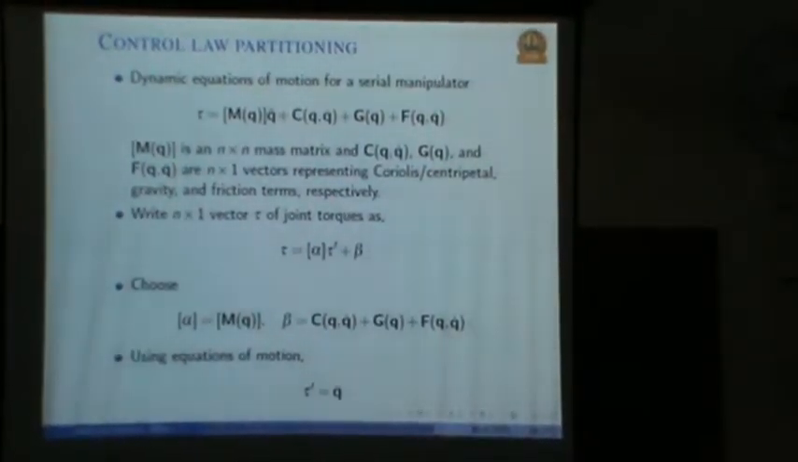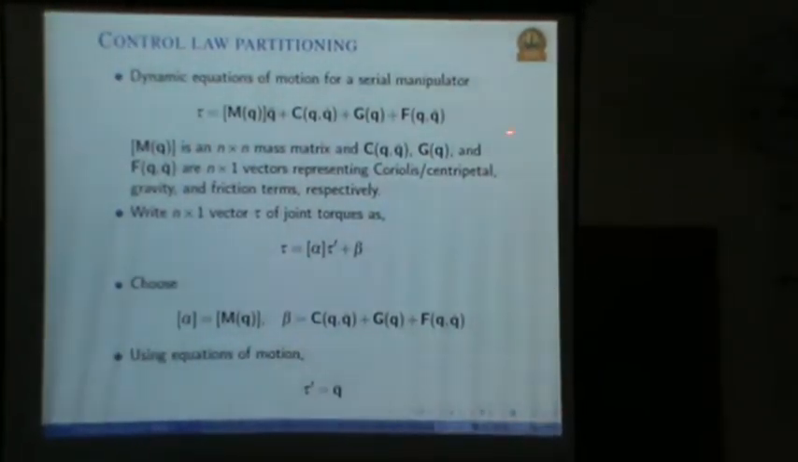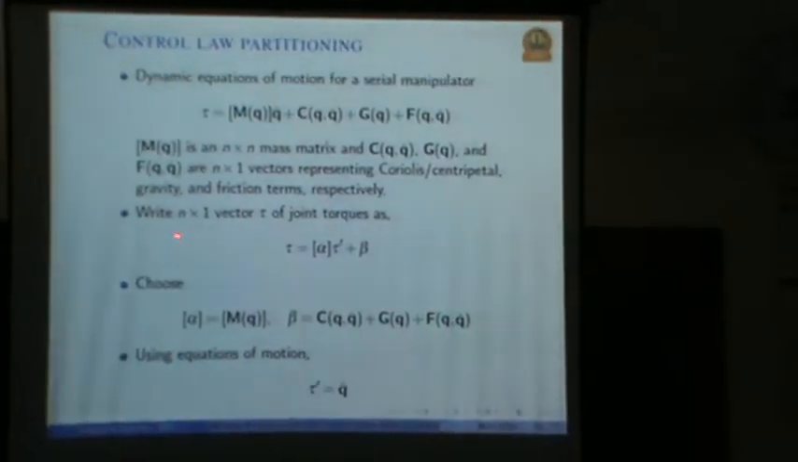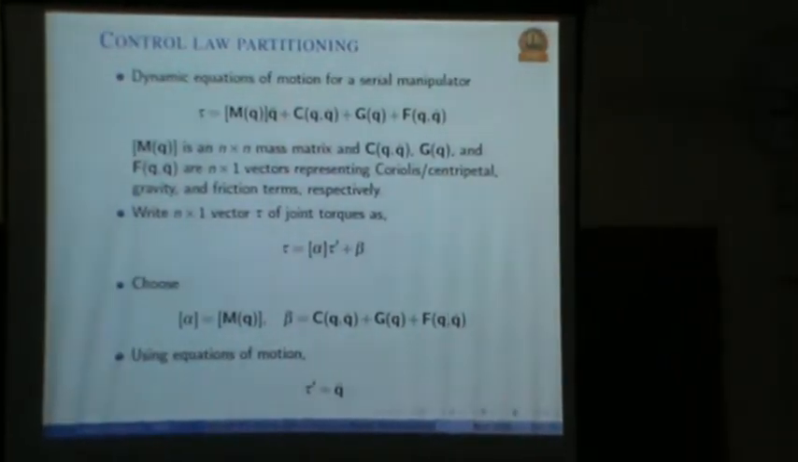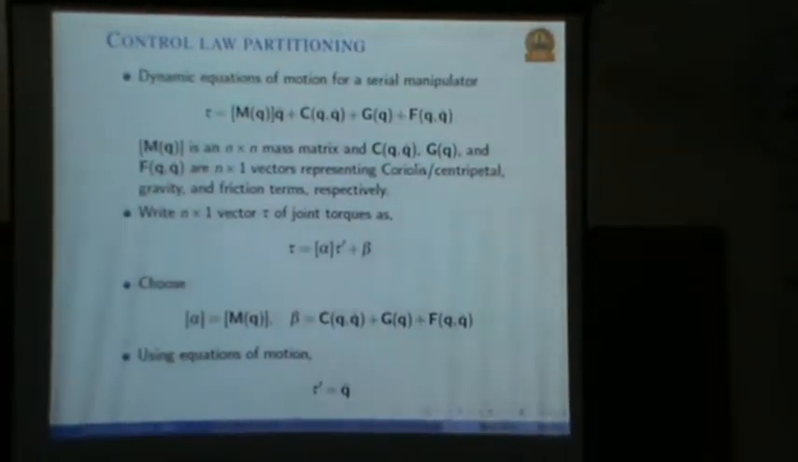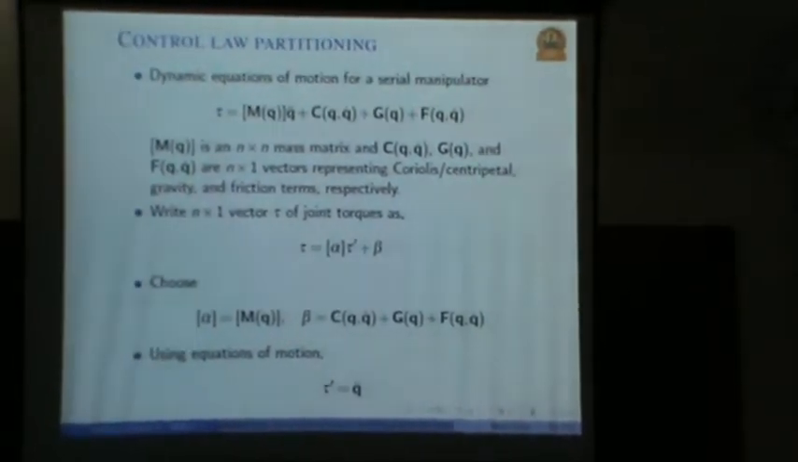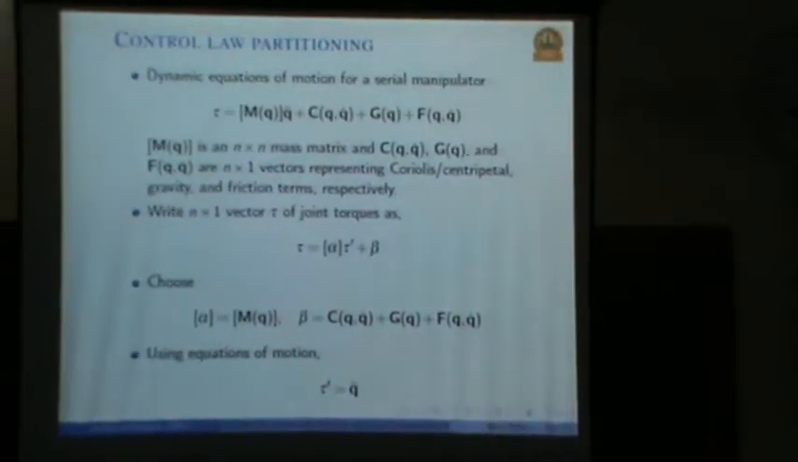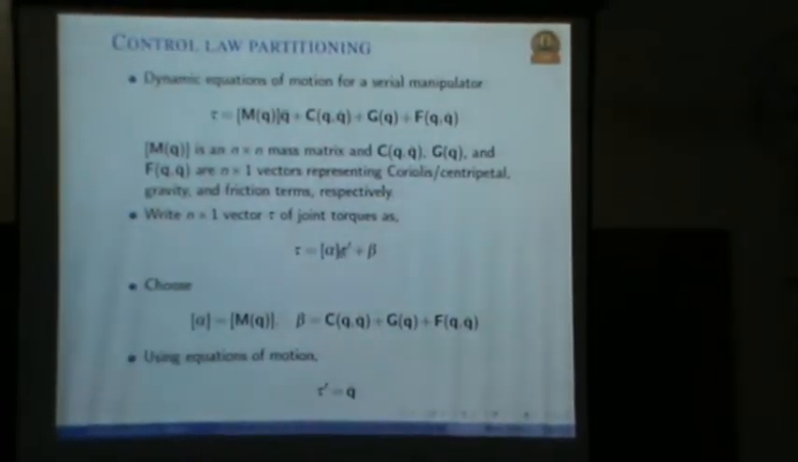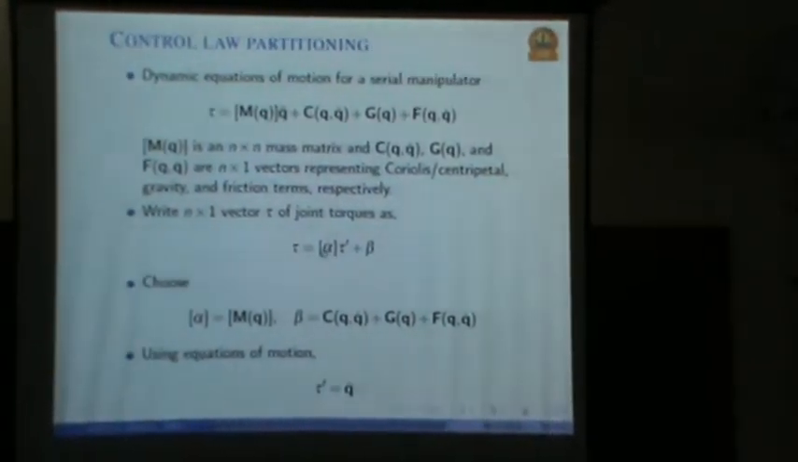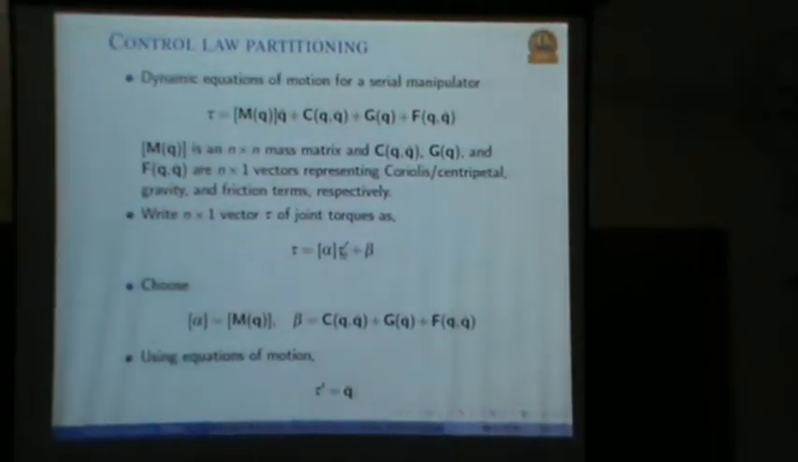So what is the idea? The idea is I have the equations of motion. I have the torques which are coming from the controller, voltage or torque. So what we will do is we will assume that the torque is of this form. The motor torques are related to some alpha times tau prime plus beta.